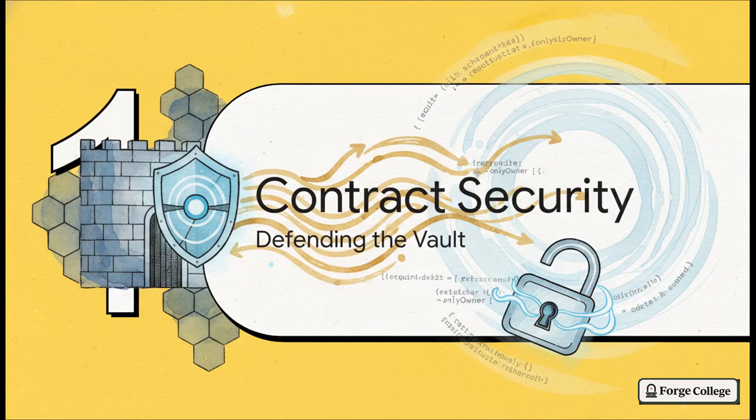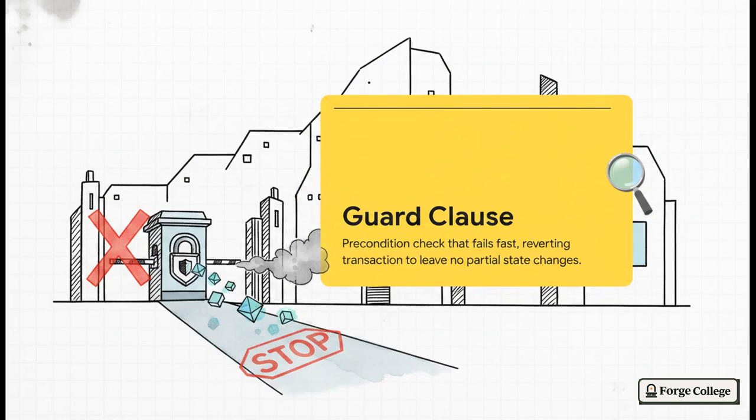Section 1. Context and contract security. Defending the vault. Before we even think about writing a single line of functional code, we really have to establish the ground rules at the very entry points of our functions. And that brings us to a crucial concept, the guard clause. It's exactly what it sounds like, honestly. It's your very first line of defense.